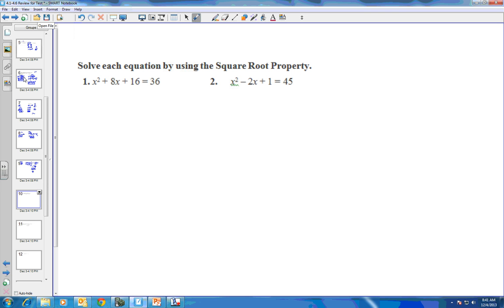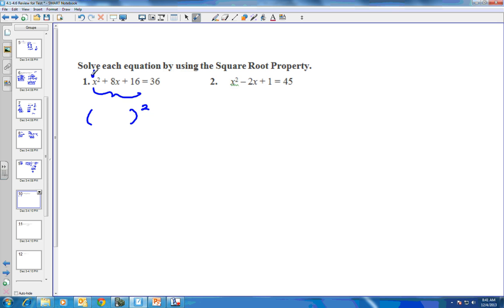Right, number 1, solve each equation by using the square root property. So remember how to do these. This is already a perfect square trinomial. They made it that way. So we need to rewrite this as something squared.